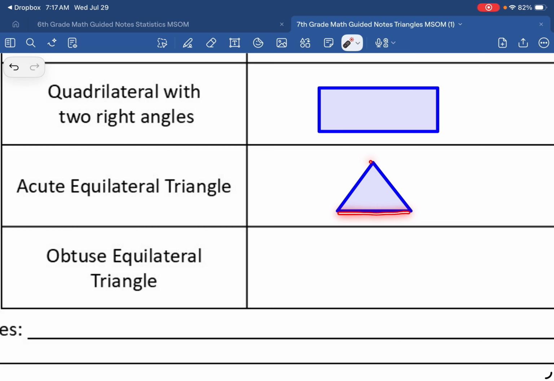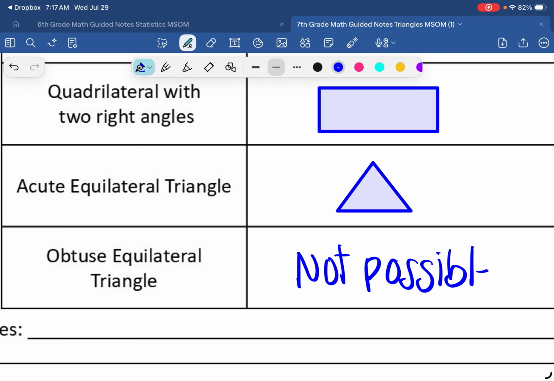All side lengths are the same length and all angles are acute or less than 90 degrees. Last one, try drawing an obtuse equilateral triangle. Hit pause and try that now. An obtuse equilateral triangle is not possible.